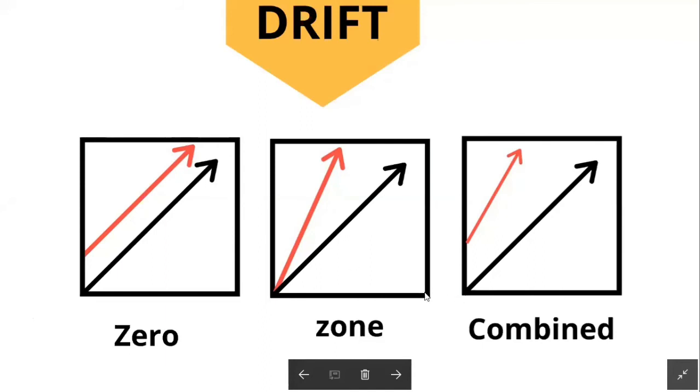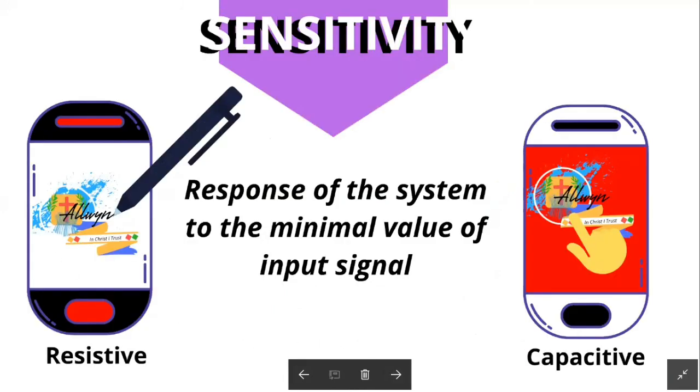And the third one is combined, which means a combination of both zero and zone, right? Okay, so this is drift. I hope you can understand drift also. So we'll move to the next one, which is sensitivity.